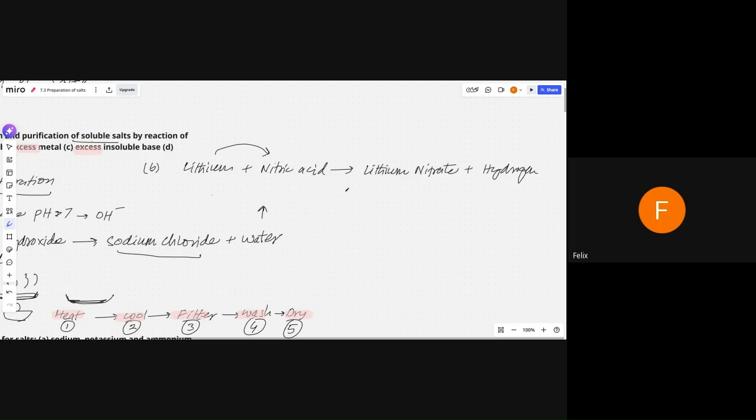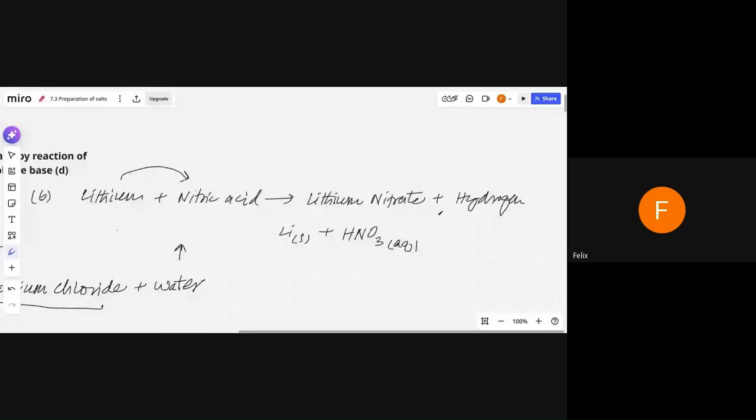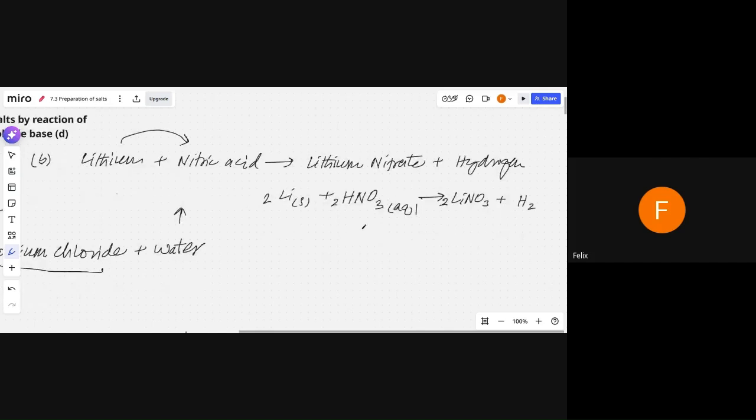I'll also write the symbol equation. So lithium solid, upon reacting with nitric acid, which is aqueous, is going to produce lithium nitrate, LiNO3, plus hydrogen gas, right? The equation is not balanced, so I'm going to balance it. I'll have to put 2 here, 2 here, and 2 here. Now the equation is balanced, right?